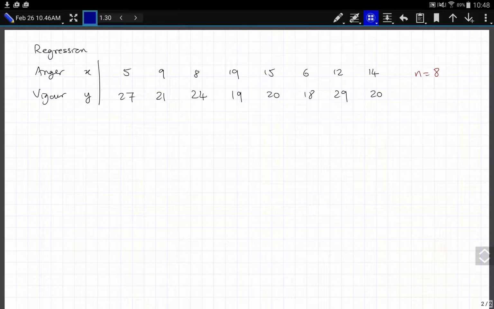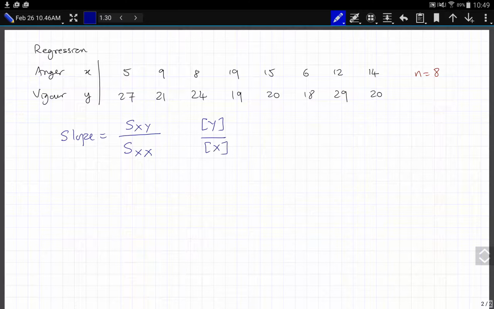So the slope is given by the ratio of the joint deviations, sums of squares, over the sums of squares of the independent variable, and has units of y over units of x. By computation, you can use a calculator or Excel.